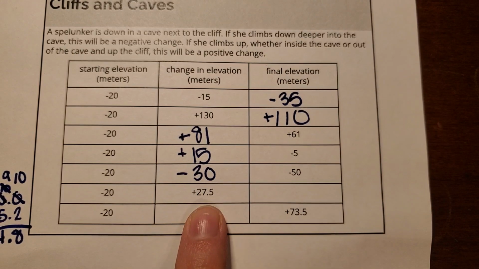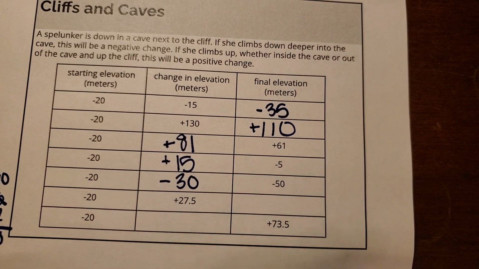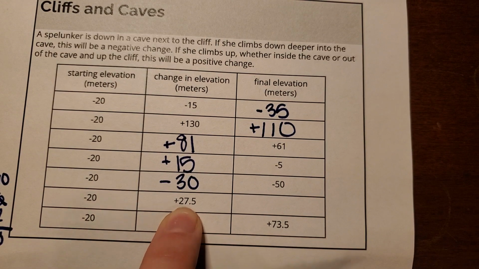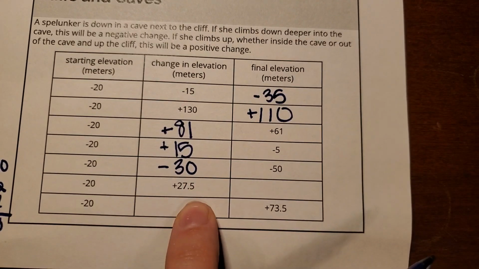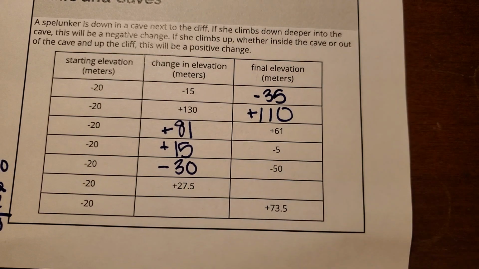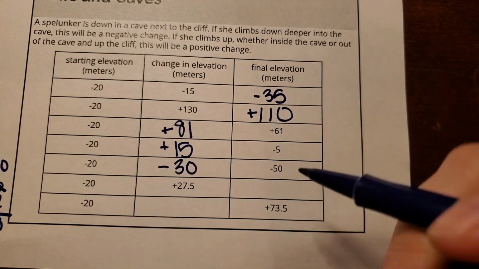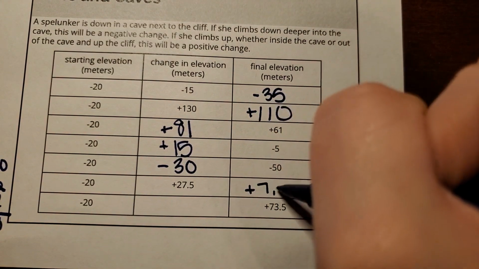Now next, we have a change in elevation. Again, we're getting a little bit harder because now we're dealing with decimals, but it's okay. So again, remember to get from negative 20 to 0, we have to use 20. So we're going to use up 20 of these to get just to 0, and we're going to be left with 7.5. So we still have a positive 7.5 meters that we're going to climb up. And at the end, we're going to be left at a positive 7.5.